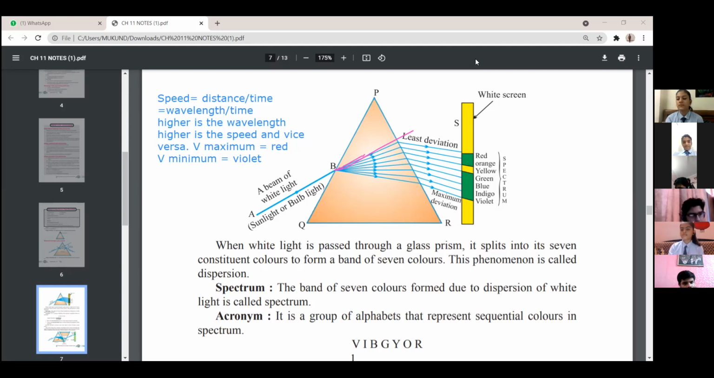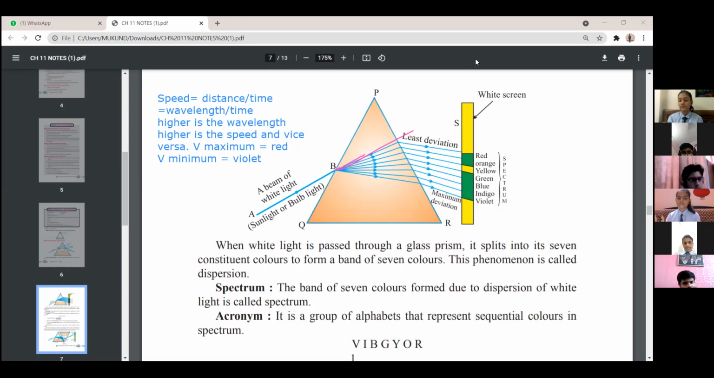Concept is clear? Yes, ma'am. What is dispersion? When white light passes through a glass prism and splits into its colors, it is called dispersion. What is spectrum? The band of seven colors. This band of seven colors formed due to the dispersion of white light is called spectrum. How do we show it? Acronym means short form. It is a group of alphabets that represent sequential colors in the spectrum.